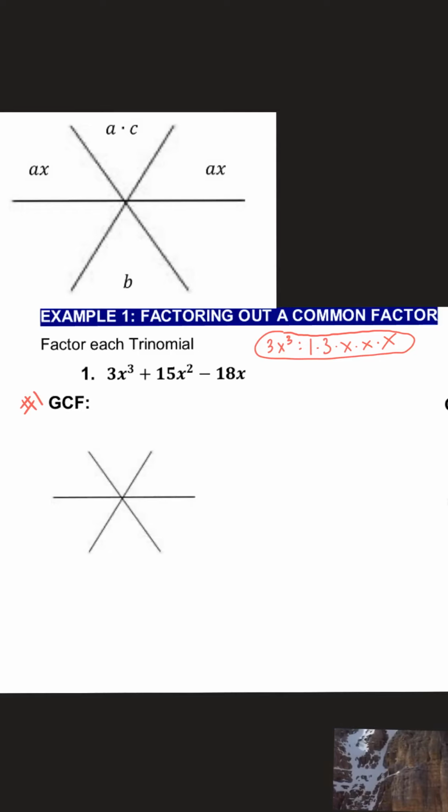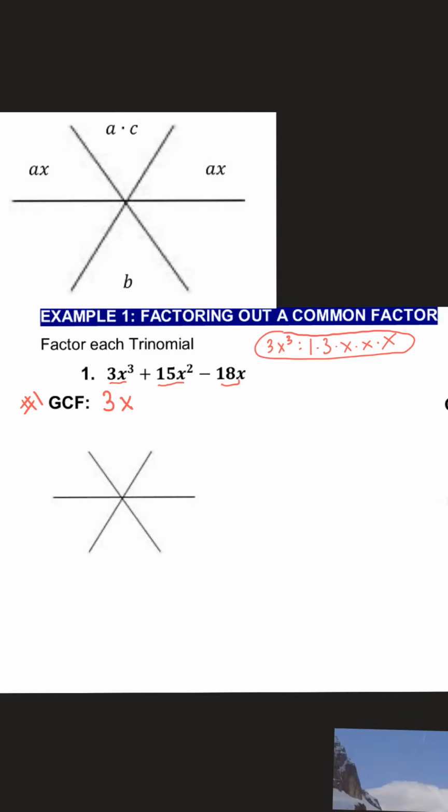And I can see that my leading coefficient is 3. I know that 15 is divisible by 3, and so is 18. 18 is also divisible by 3. So that means my GCF is going to have a 3 in it. I also know that there's 3 x's in this 3x cubed. There's 2 x's in the 15x squared, and there's 1 x in the negative 18x. So that means they all have at least 1 x in common. Not more than that, because this 18x only has 1 x. So my 3x is my GCF.